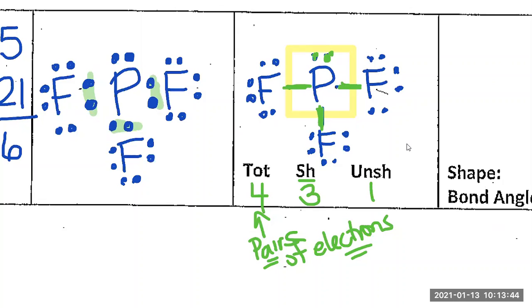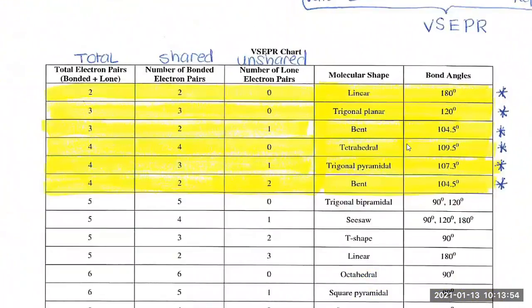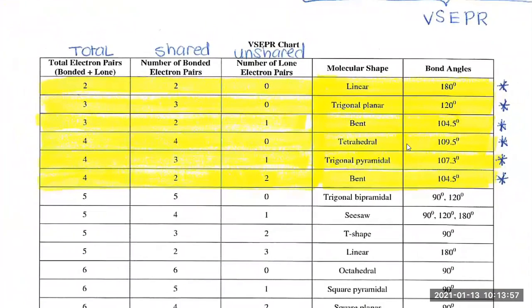All right, now here's how we figure out our shape. So we have 4, 3, 1. So in class, we gave you this table right here. Here it is. Total electrons we said was 4. So it's got to be one of these. Total shared pairs was 3. Unshared was 1. Aha, 4, 3, 1. And here's our shape. It's called a trigonal pyramidal shape. And the bond angles are going to be 107.3 degrees.